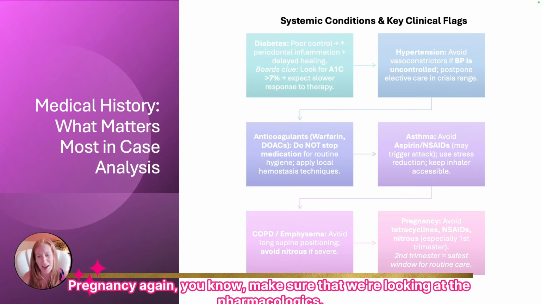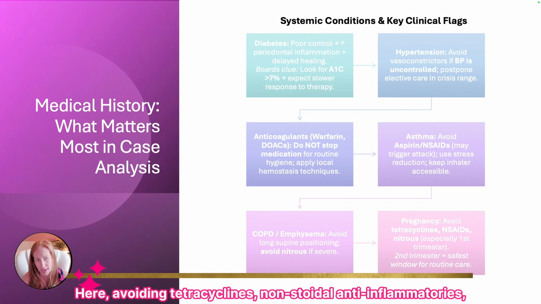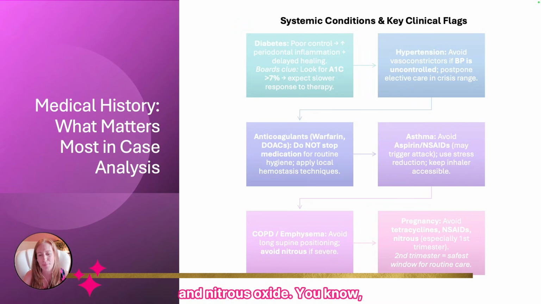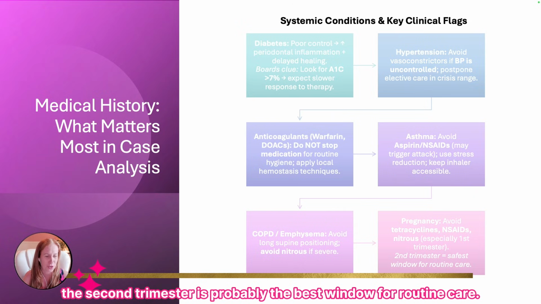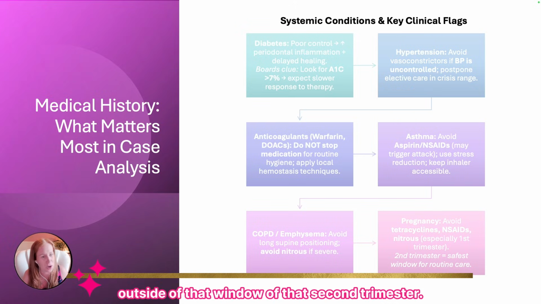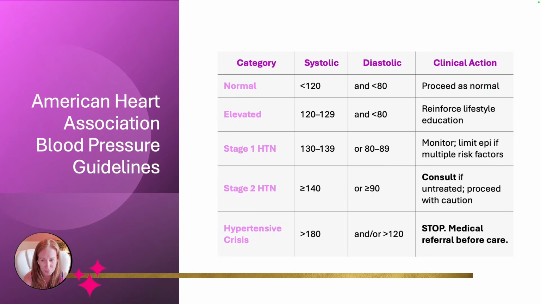Pregnancy, again, make sure that we're looking at the pharmacologics here, avoiding tetracyclines, non-steroidal anti-inflammatories, and nitrous oxide. The data is kind of changing here, but according to the national boards, the second trimester is probably the best window for routine care, but it doesn't mean that we would decline a pregnant patient from receiving care outside of that window of that second trimester.